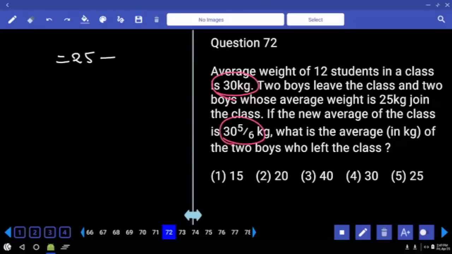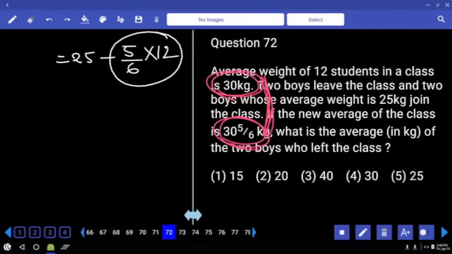5/6. So the average got changed by 5/6. For how many people? Is 30 the average for only 2 people or 12 people? Is 35 by 6 the average for 2 people or the total 12 people? Then the change of 5 by 6 is for the total 12 people. For each member it changed by 5 by 6, like that it changed for 12 people. This is the change, correct?